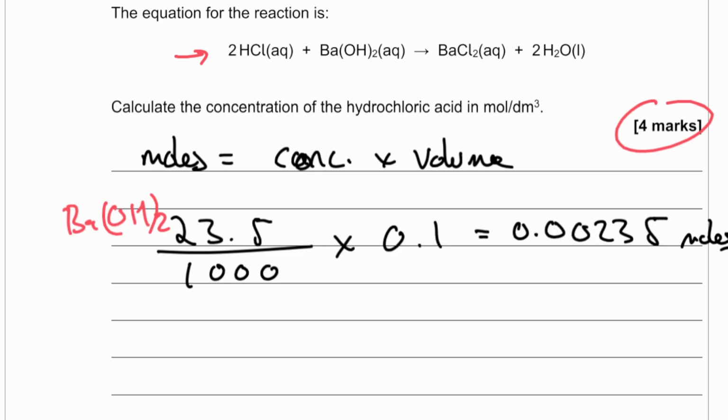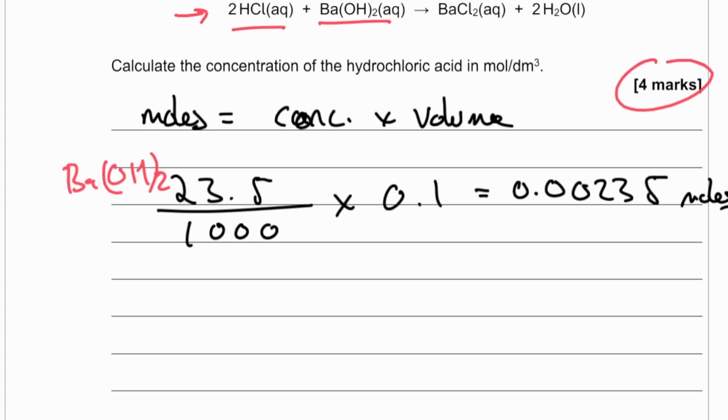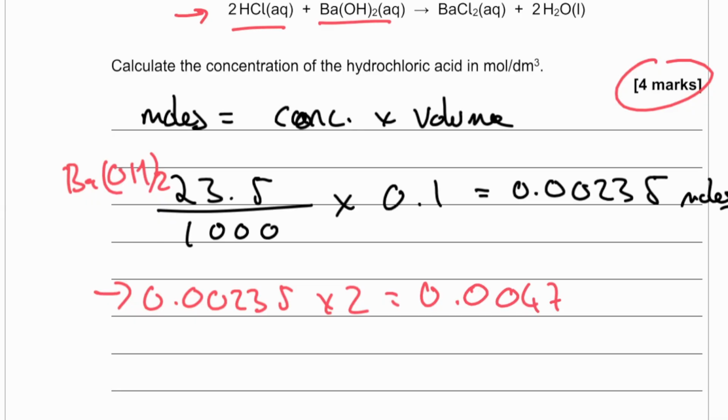Now we need to look at our equation again, and what you'll notice is that for every mole of barium hydroxide, you need 2 moles of hydrochloric acid to neutralize it. So therefore, if we have 0.00235 moles of barium hydroxide, that means we have that multiplied by 2 moles of hydrochloric acid. So if you multiply that by 2, you should get 0.00470 moles. And this time it's the hydrochloric acid that we're looking at. Okay, so let's label that as well. Okay, great. So now we've got the moles of hydrochloric acid.